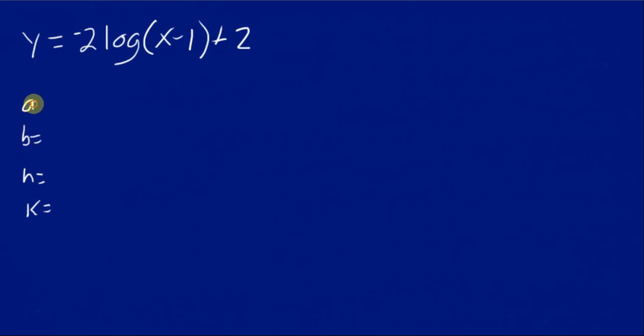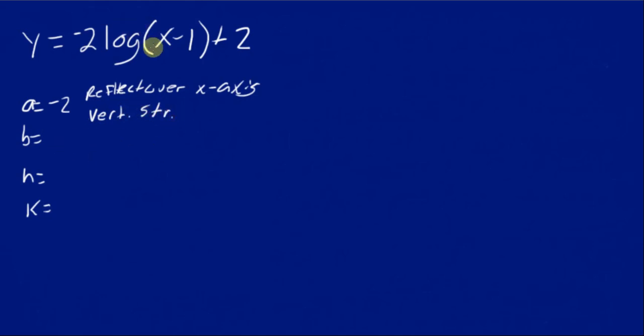So a is the number in front of the function, which is negative 2. Negative 2 does two things for us. It's going to be a reflection, so it's going to reflect over the x-axis. And since a is negative 2, the absolute value of it, positive 2, it's going to be a vertical stretch, so it's going to stretch it vertically.